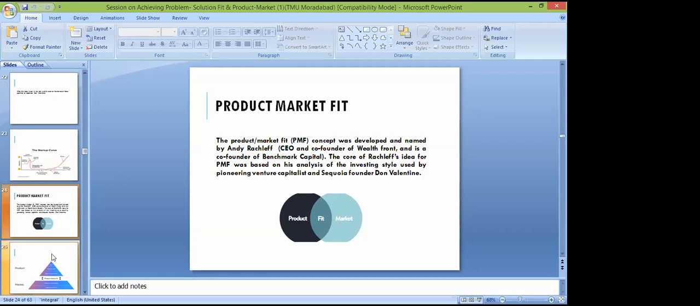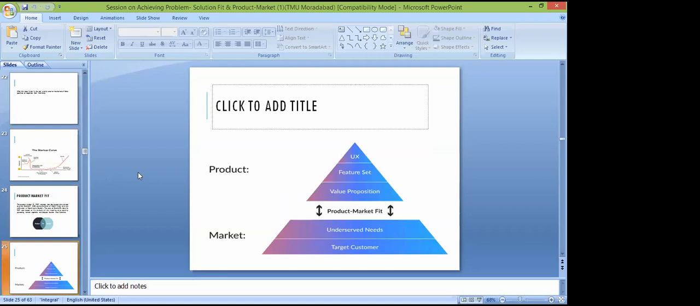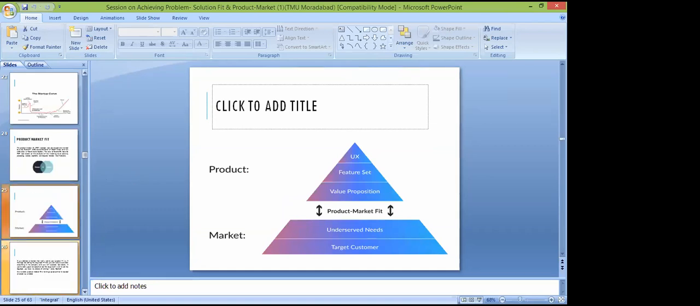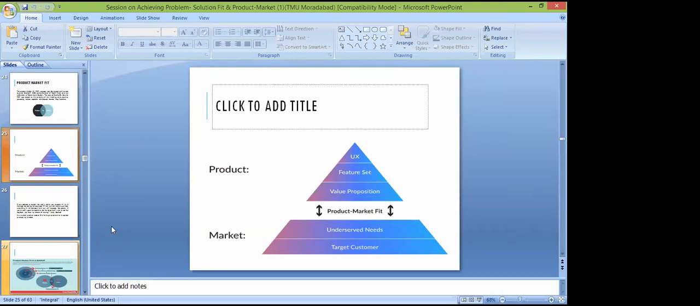Next. So if you look at the product market fit, your product should have some unique value proposition. You should add some feature set to your product. You should add some value proposition. There only your product has to establish the connection with the market. And whenever the product is establishing connection with the market, you have to identify your target customer. You have to focus on their wants and needs. Next.